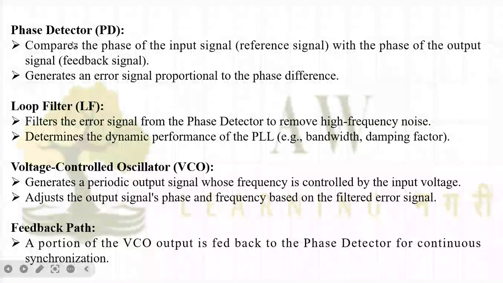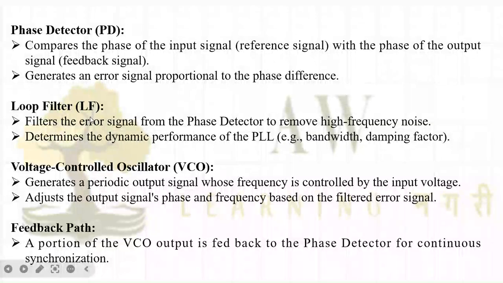Next, a few theory points are written down for your convenience, if you want to read them. It is the same thing I have explained: the phase detector compares the phase of the input signal with the phase of the output signal and generates an error signal proportional to the phase difference. I need to minimize this error and make it zero, so that my input reference signal and output are in synchronism.